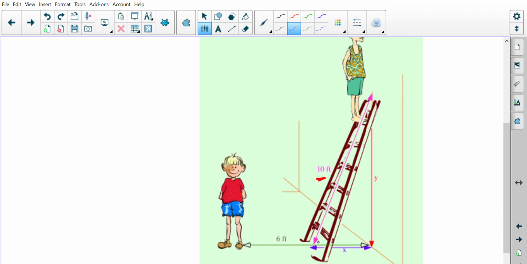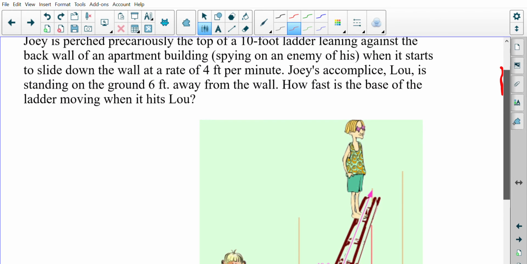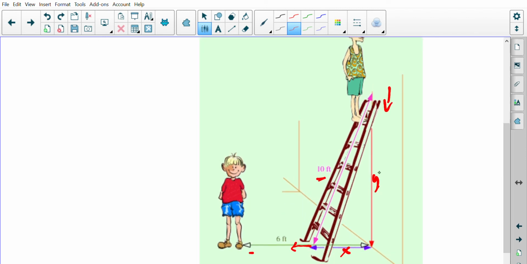Now, as the ladder starts to kick away from the wall this way, and it says that his buddy is standing 6 feet away from the wall, that means that this original distance is going to change. So I need a variable on it. They've called it x. And this distance here is also going to change because the ladder is going to start sliding down this way. Now, they've given me one rate in the question. It says it starts to slide down the wall at a rate of 4 feet per minute. So the top of the ladder is coming down the wall. I've called that variable y. So dy/dt is going to be 4 feet per minute.